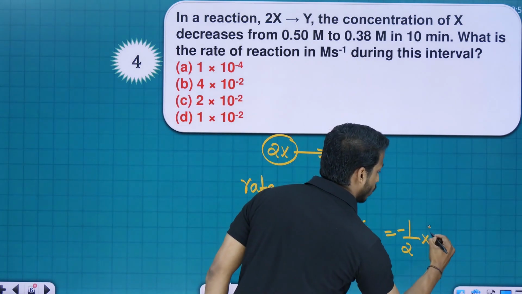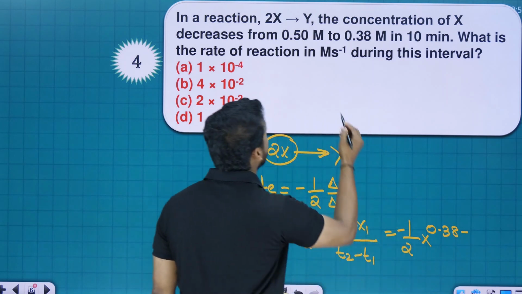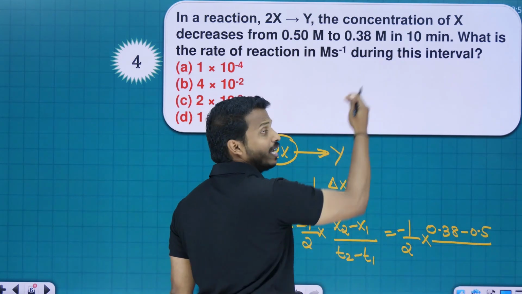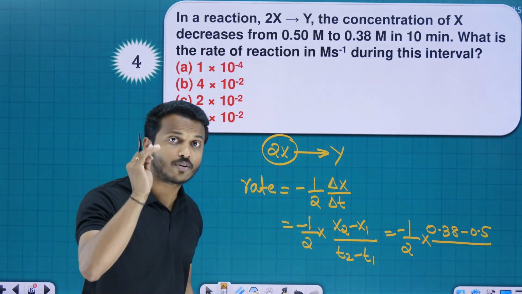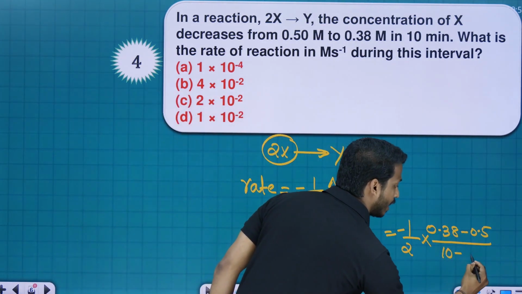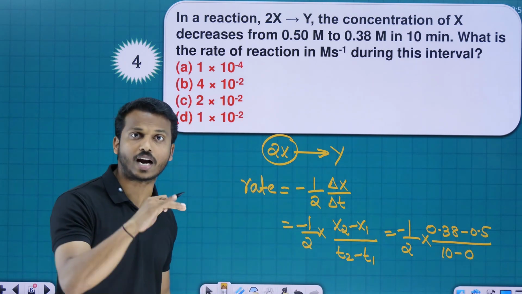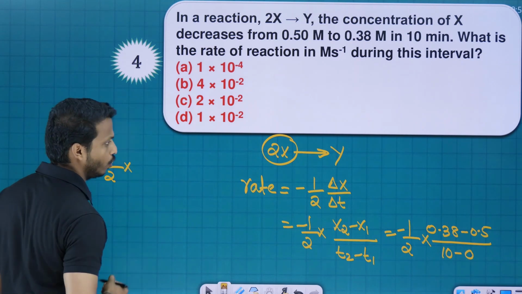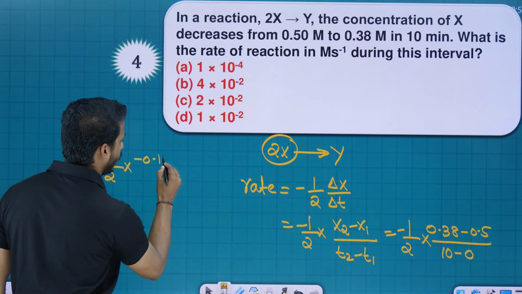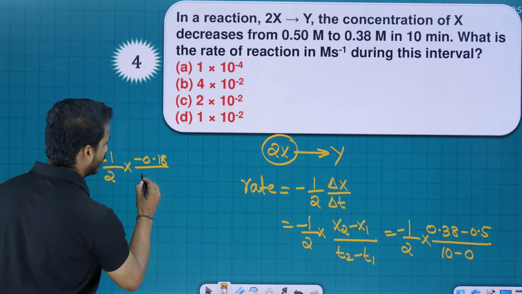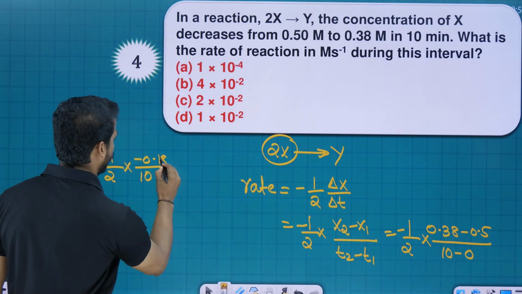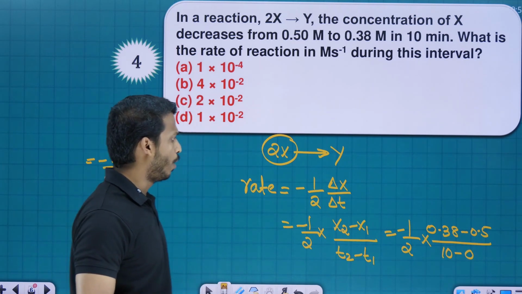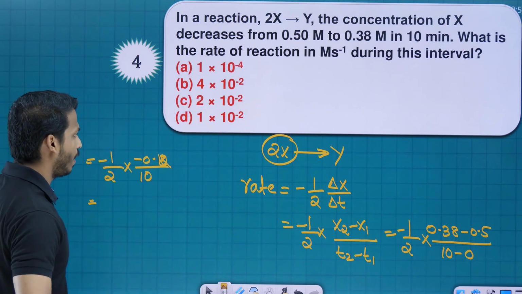Final is 0.38. So 0.38 minus, what is the initial concentration? 0.5, divided by, within 10 minutes. That is the final time; 10 minutes is the final time. Initial time is what? 0. We are starting at 0. So what is the simplification? Minus 1 by 2 into minus 0.18 divided by 10, right? Sorry, 1, 2, right? So it is equal to 0.12 divided by 20.